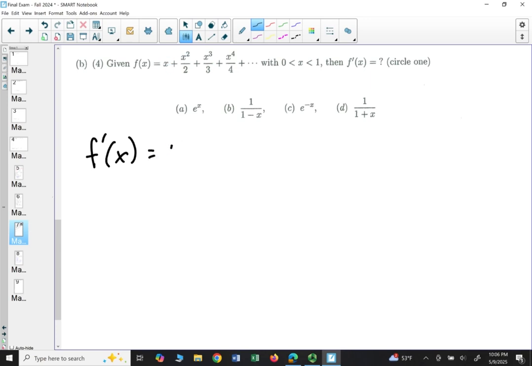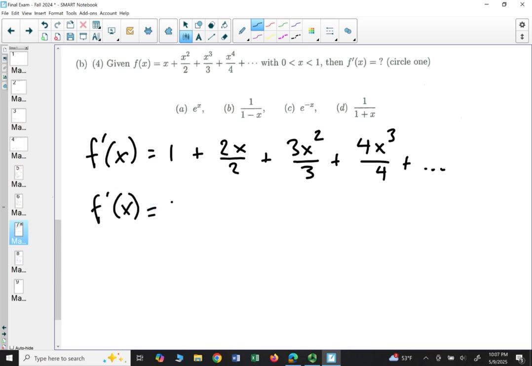So the derivative of x is 1, plus power rule, bring down 2, so we'll have 2x and then reduce the power by 1, so we don't need to write it, over 2, plus x cubed, bring down the 3, so 3x squared, drop the power, same thing, 4x to the third over 4, dot dot dot. Okay, simplify it. So we have 1 plus, cancel, cancel, so x plus, cancel, cancel, x squared plus, cancel, cancel, x cubed.